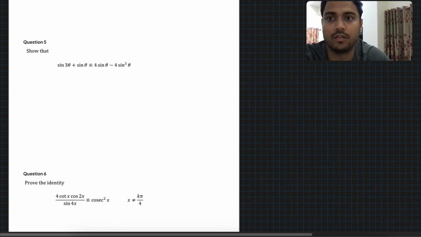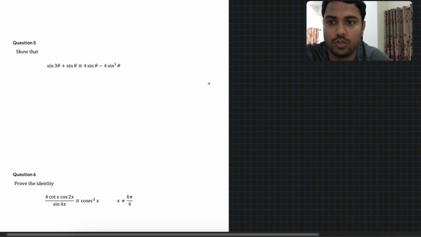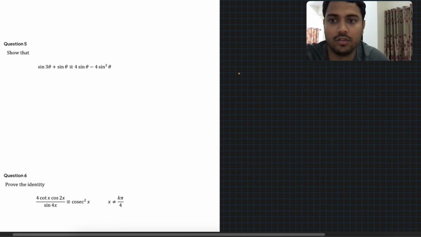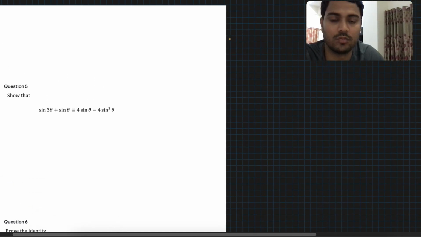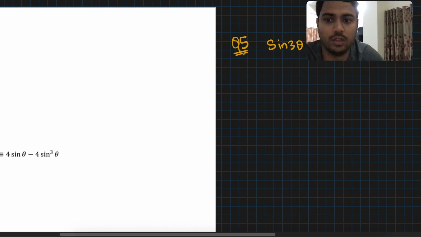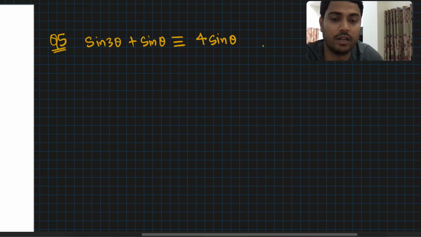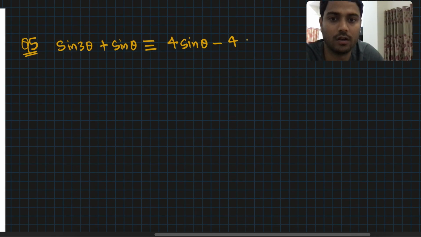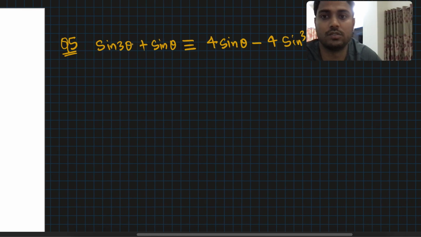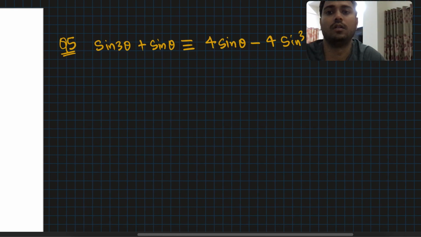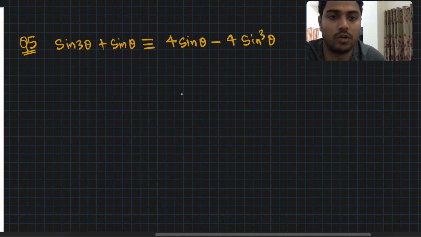This is question number 5, and they are asking us to show that sine 3 theta plus sine theta is equal to 4 sine theta minus 4 sine cube theta. So let me write this down over here. Question number 5. Sine 3 theta plus sine theta should be equivalent to 4 sine theta minus 4 sine cube theta. So let's try to prove this one now. Let me use another color. This is what we have to prove in this problem.